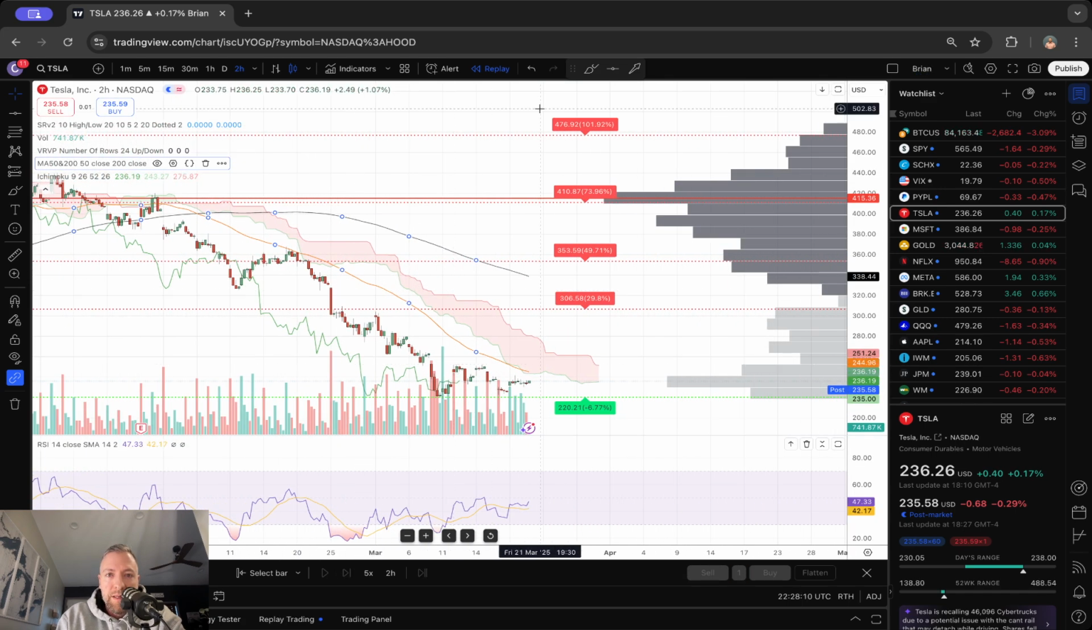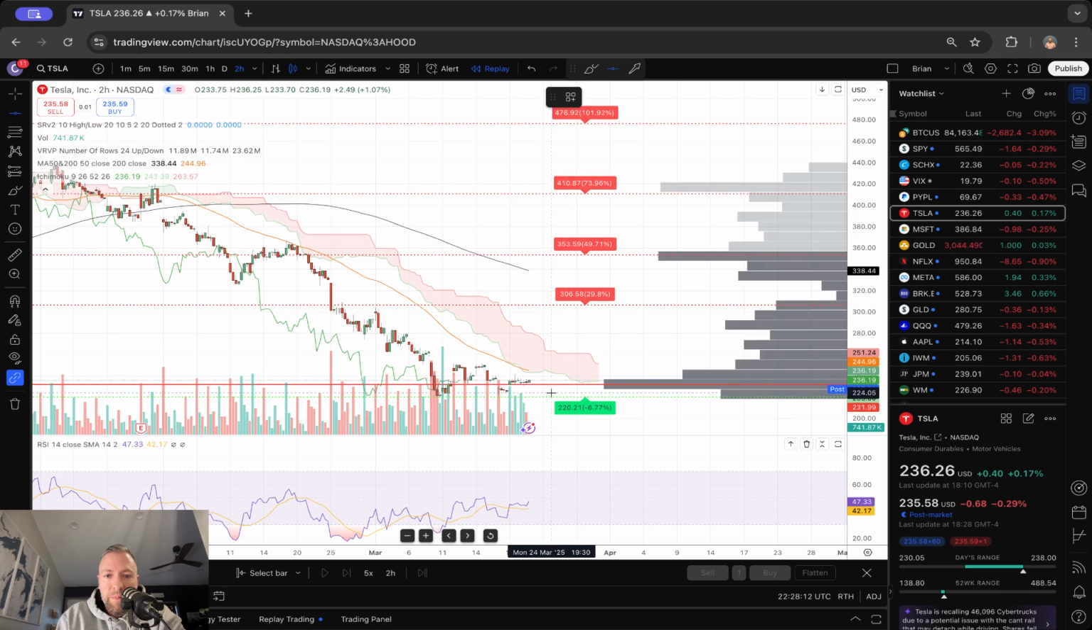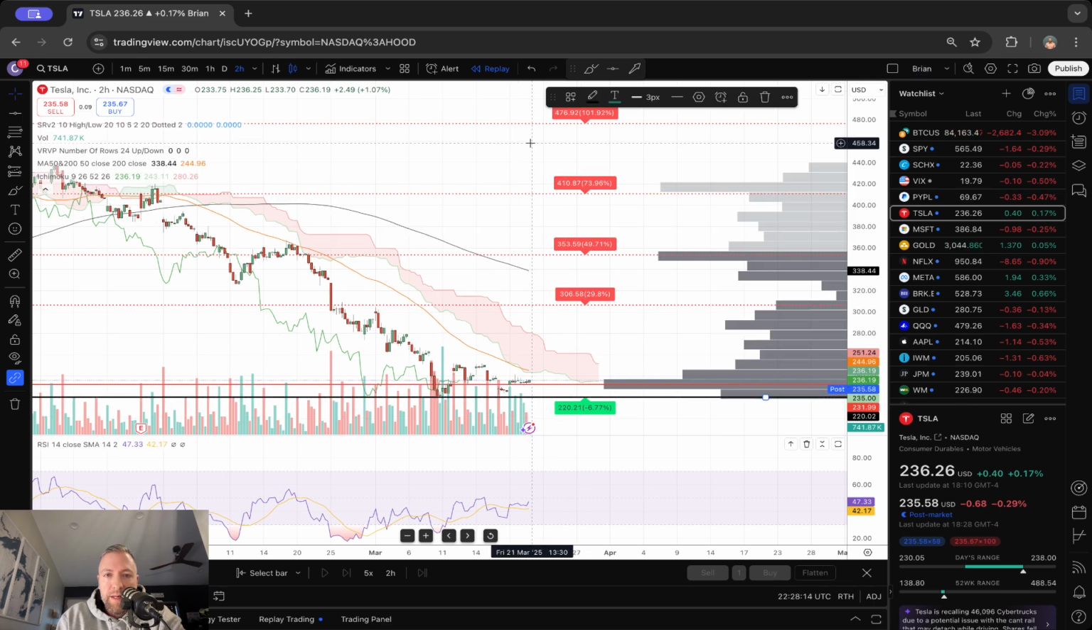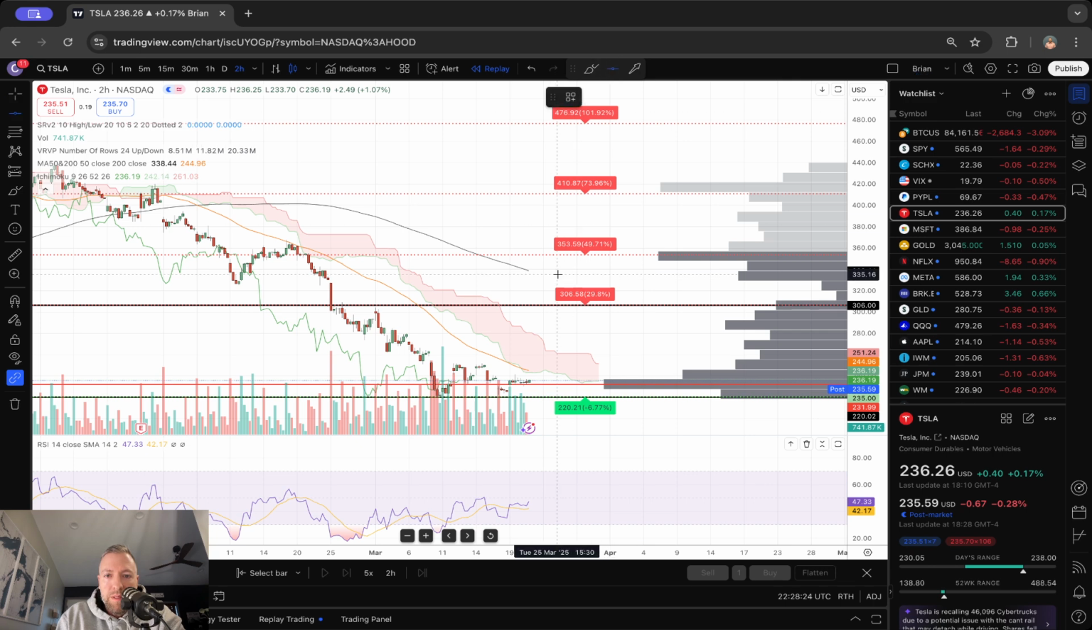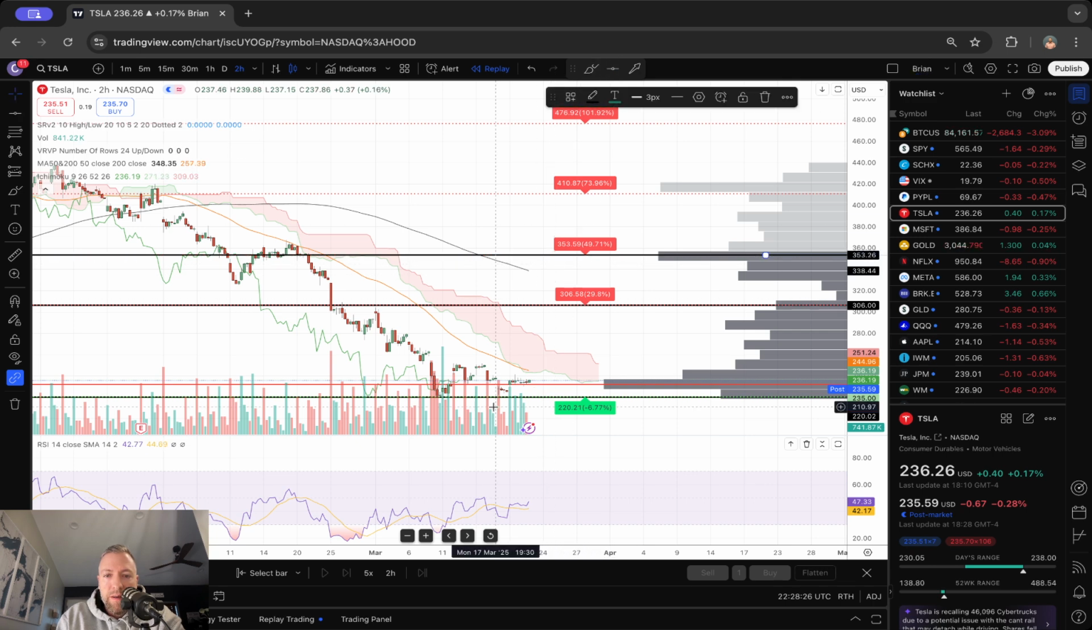If you look, we have this 220 support right here. Of course, this is a 2 hour. The next resistance is 306. The resistance after that is 353. So it's trying to push its way. We're having a little bit of a downtrend and then starting a little bit of consolidation right here.